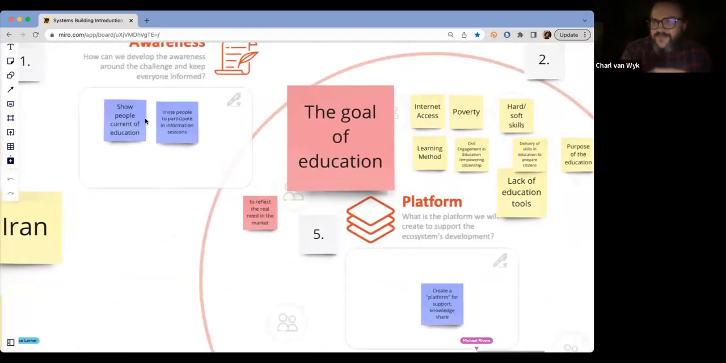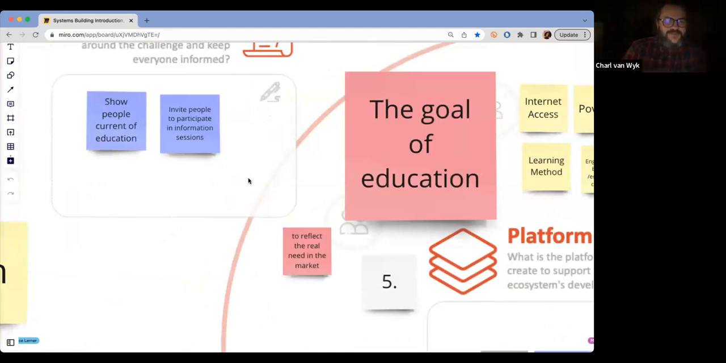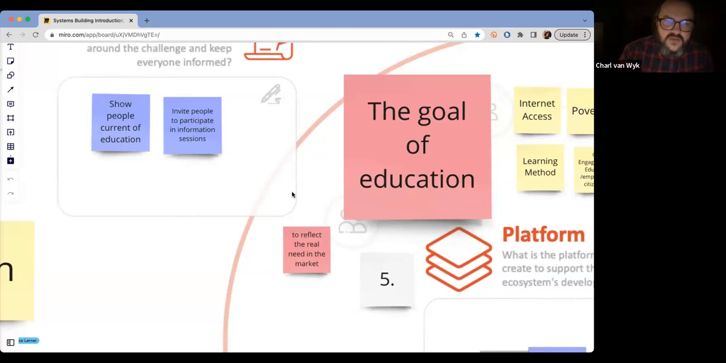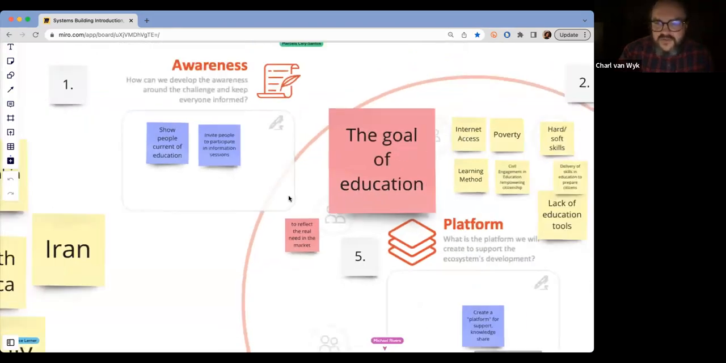Then jumping to number 1, which we should have started with: how do we share the awareness of this challenge? An idea was, how do we show people the current state of education? How do we make people aware of where students are in terms of the current state? And then potentially invite people to participate in information sessions to have a discussion around this.